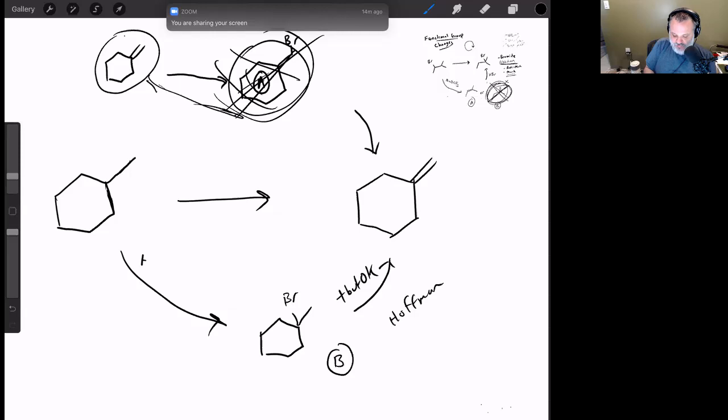How do we do radical bromination? I think NBS would be one option. NBS and H nu will accomplish a radical bromination. I think the other option is Br2 and H nu. And so, not HBr. I don't think HBr.